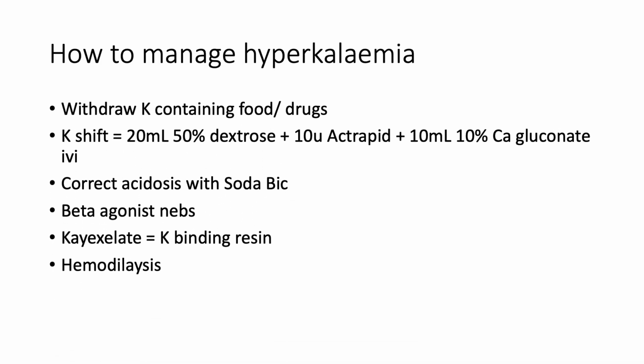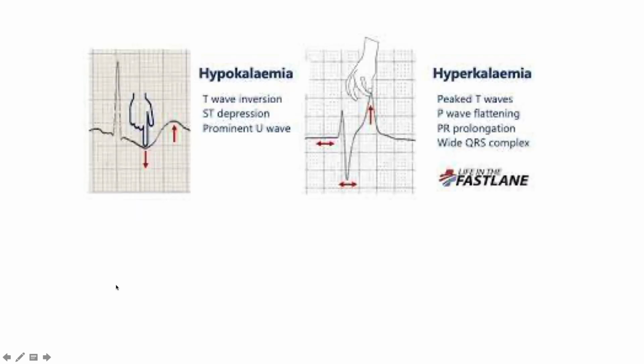How do you manage hyperkalemia? So we got to withdraw any potassium-containing food and drugs. You do a potassium shift, right, with 20 mL of 50% dextrose, 10 units Actrapid, and 10 mL of 10% calcium gluconate. The calcium gluconate is going to stabilize your cardiac membranes. Your Actrapid is going to shift that potassium into the cells, and your dextrose prevents the poor patient from becoming hypoglycemic. The next step, if this fails, is correct the acidosis with sodium bicarb. You can give beta-2 agonist, you can give Kayexalate, which is a potassium-binding resin. If all the above fail, hemodialysis, people.